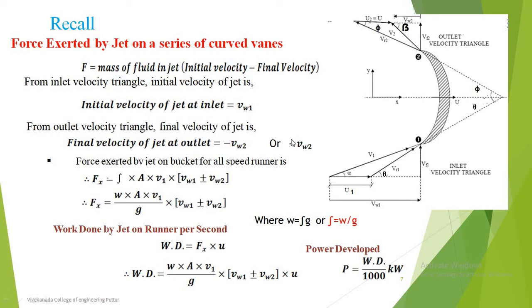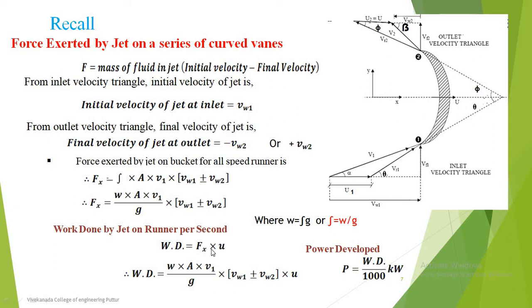So plus or minus sign depending upon whether beta is less than 90 degrees or more than 90 degrees. Force exerted by the jet on the series of vanes is equal to rho A V1 into VW1 plus or minus VW2. A into V is equal to Q.